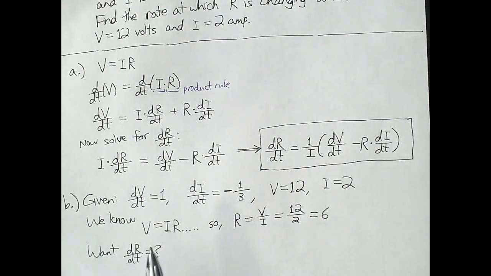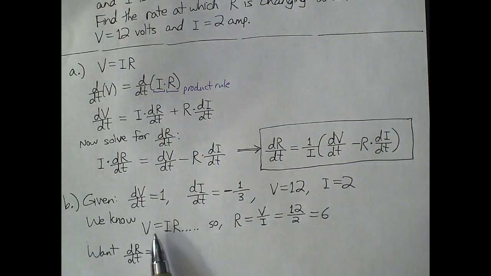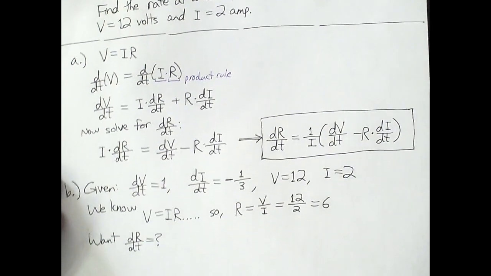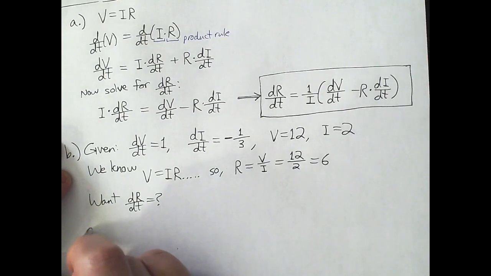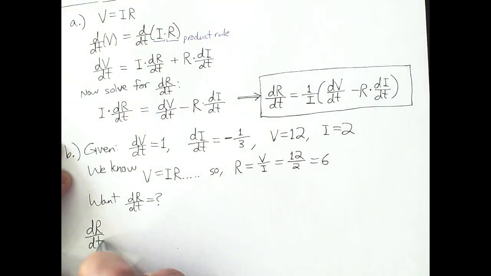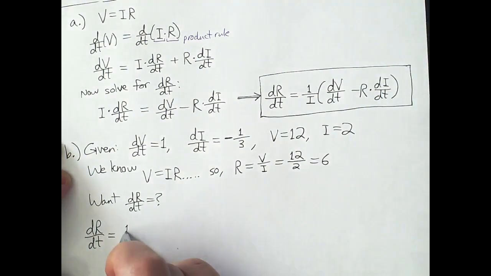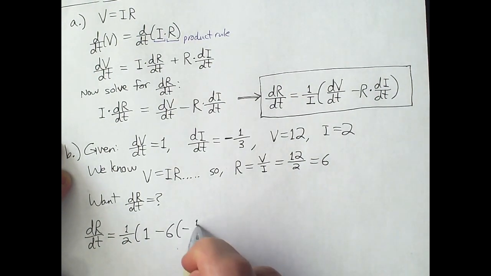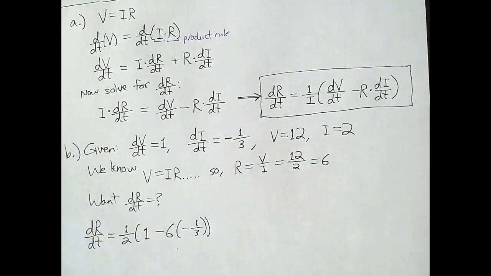So don't forget, you can go back and use whatever information was given in the problem. We were given that V equals IR, so if you know 2 of these, you can find the 3rd one. We knew v and I, and we used it to find r. R is 6. So now I'm ready to find dr dt by plugging in all the known information, because we already differentiated in part A. So 1 over 2 times 1 minus 6 times negative 1/3. And we're going to simplify this and see what number this equals.